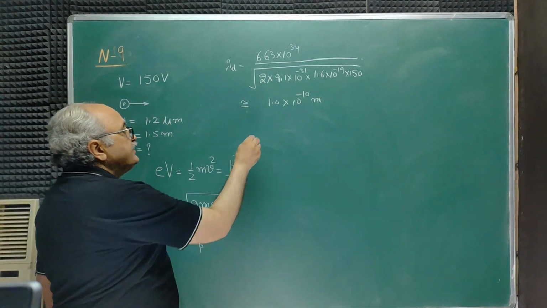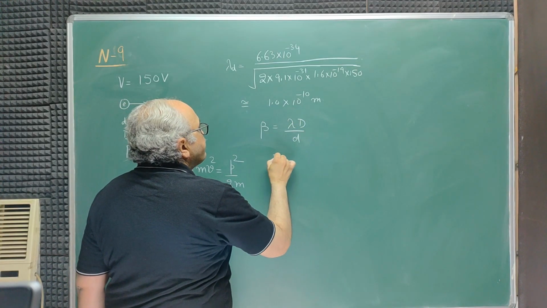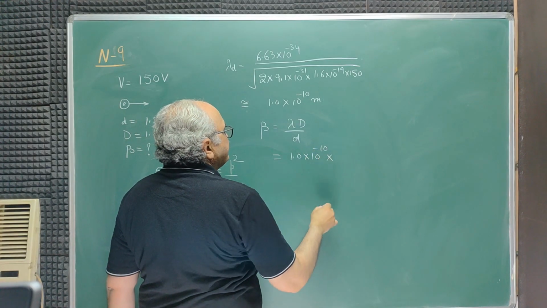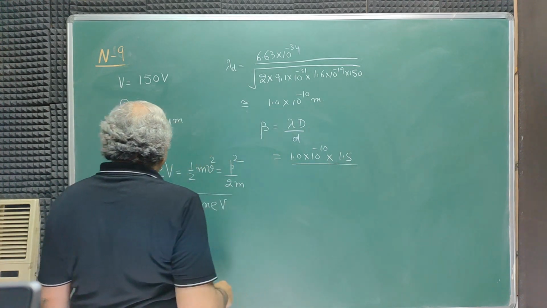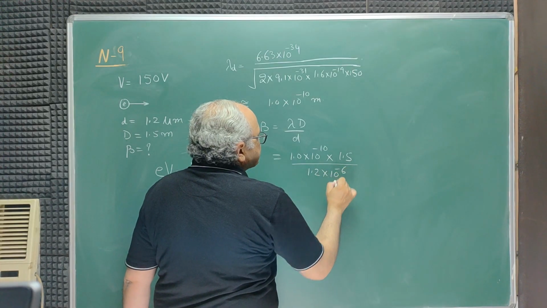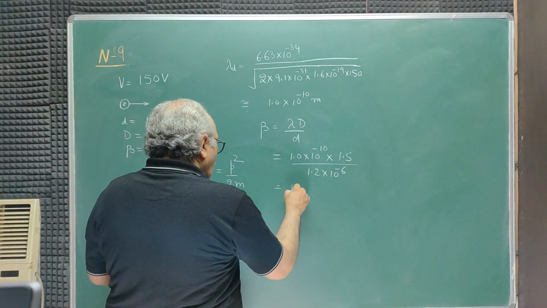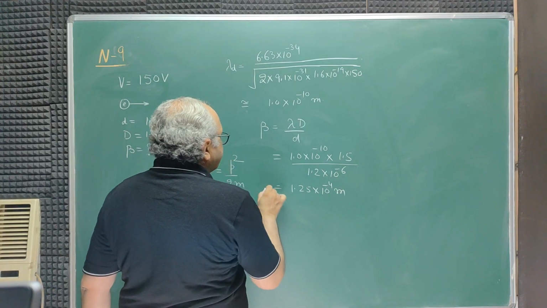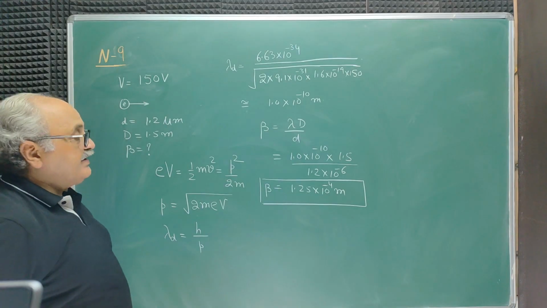and the fringe width which is required, as we know, is equal to λD by d. So λ in this case is the de Broglie wavelength, 10 to the power minus 10. The distance is 1.5 meter, and small d given to us is 1.2 times 10 to the power minus 6 meter. Everything is taken in the SI system. So this will come out to be 1.25 times 10 to the power minus 4 meter. So this is the answer for question number 9.